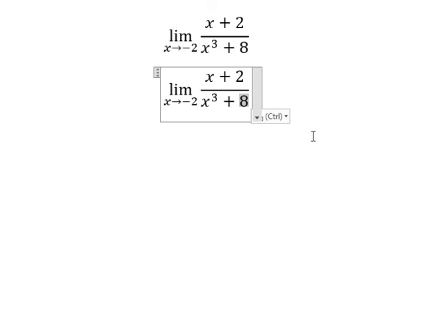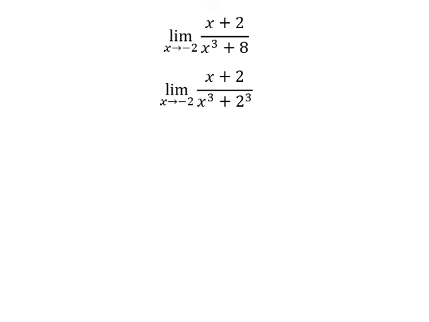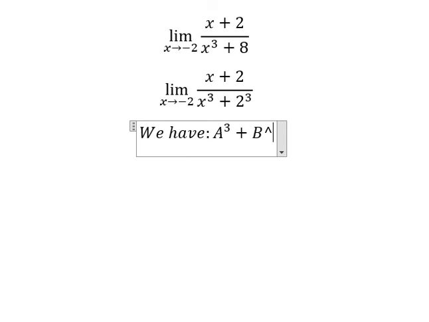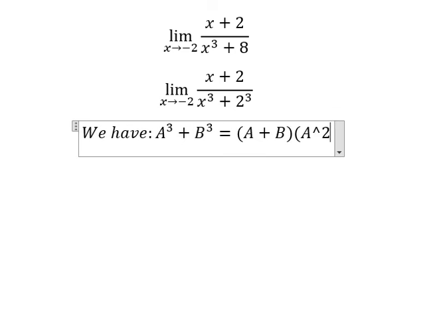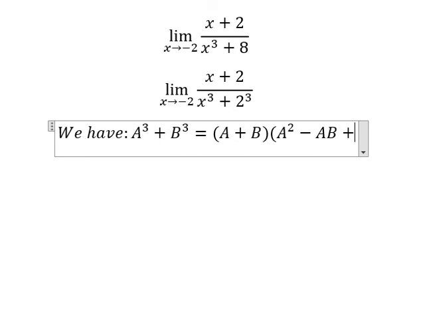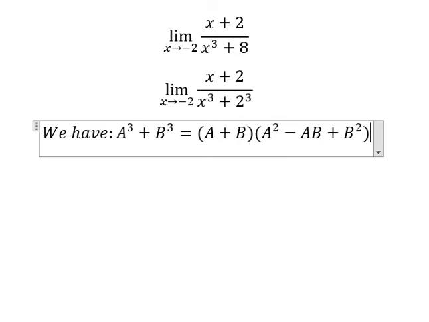About number 8, that is about number 2 to the power of 3. Now we have the formula in here. That is about a to the power of 3 plus b to the power of 3. And you got about a plus b multiplied by a square minus ab plus b square.